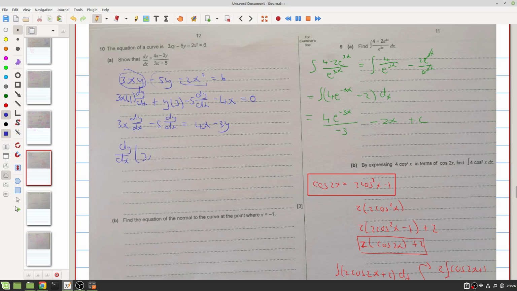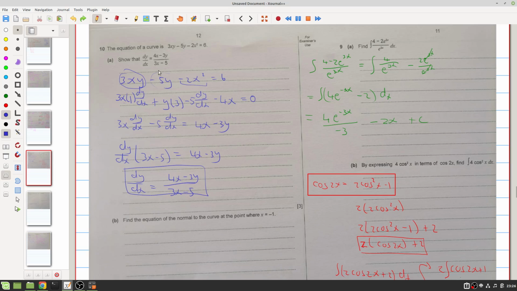So what's left is 3x minus 5 equals 4x minus 3y, and then we just divide by the bracket. So dy/dx is then equal to (4x minus 3y) over (3x minus 5). Alright, and that's exactly what they wanted there.